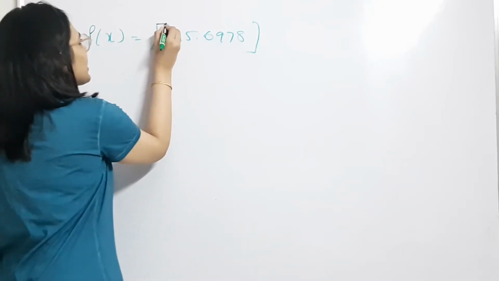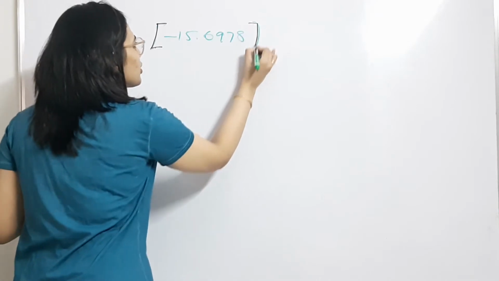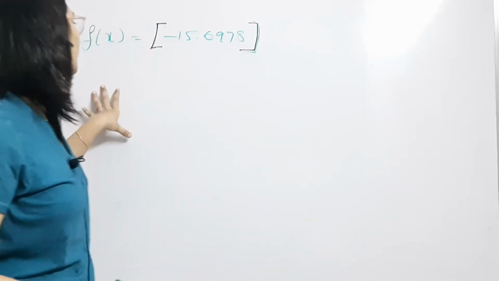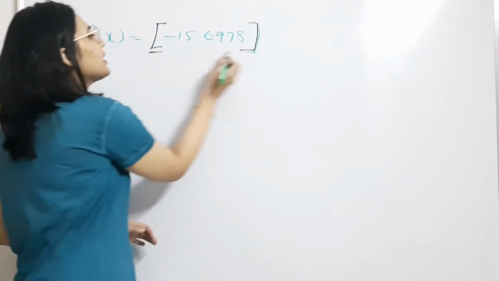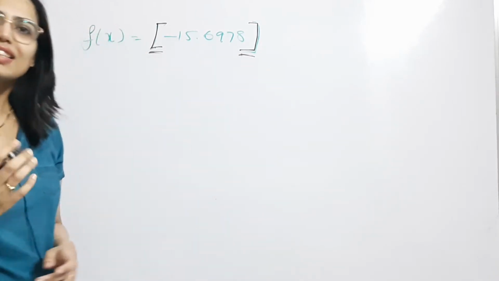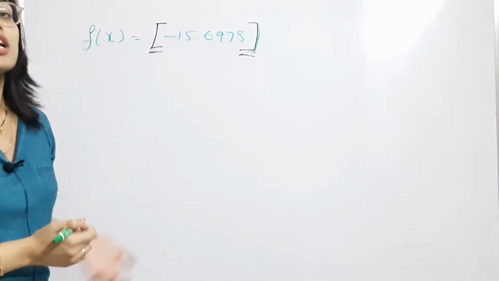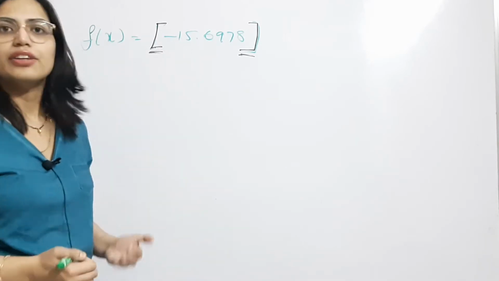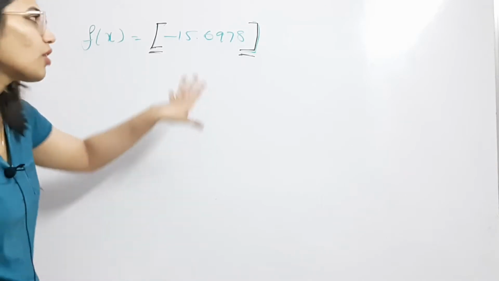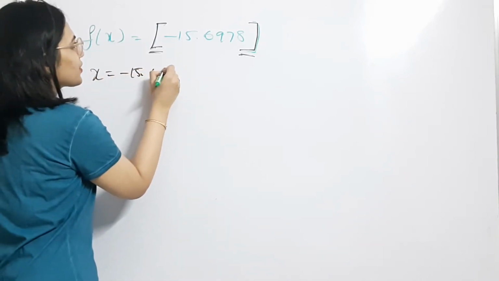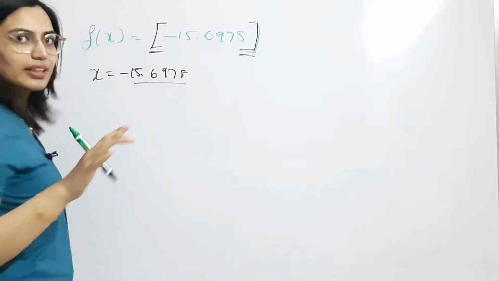Because this is in square brackets, the moment you want to find the value of f of x and you see these brackets, you want to find the step of the function, or the greatest integer value of the function. We know that for the greatest integer value, we round down the value of x here. So here, what do you think is x? x is minus 15.6978, right?